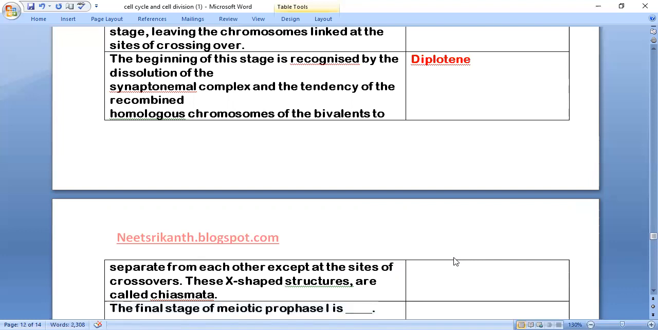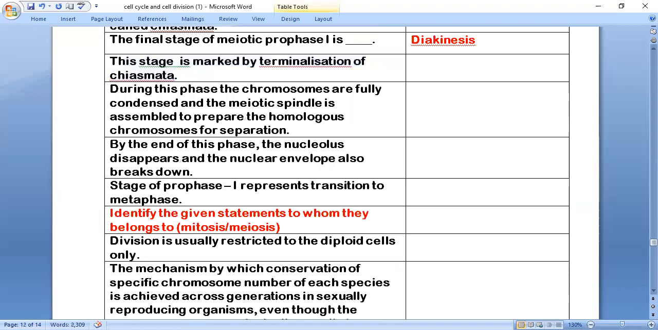The final stage of meiotic prophase 1 is diakinesis, which is marked by terminalization of chiasmata.